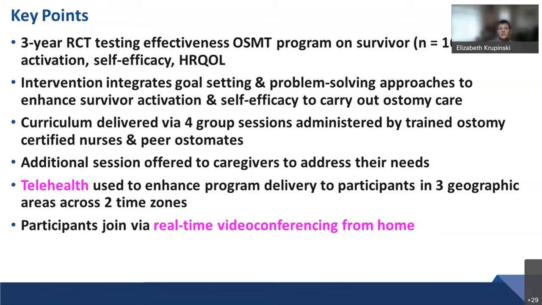And telehealth came into play again to enhance the program delivery to the participants across three very different geographic areas and two time zones, trying again to involve as many patients in different backgrounds as possible. The participants were able to join in this real-time conferencing setting from home, and that's where the telemedicine came into play. Next slide.